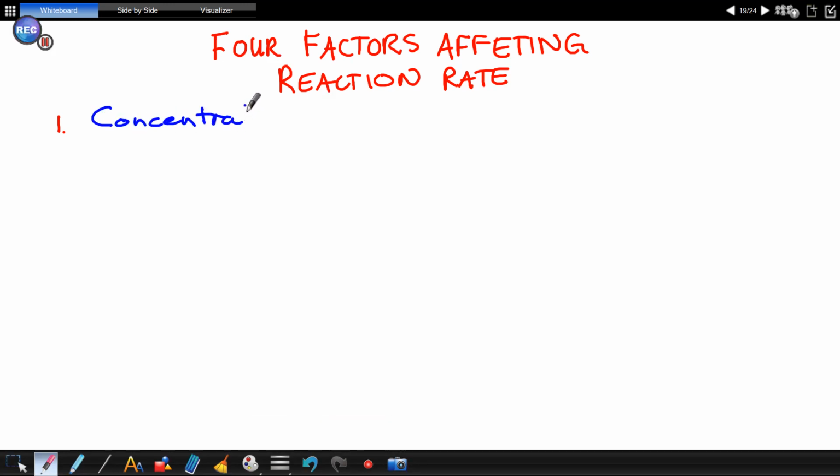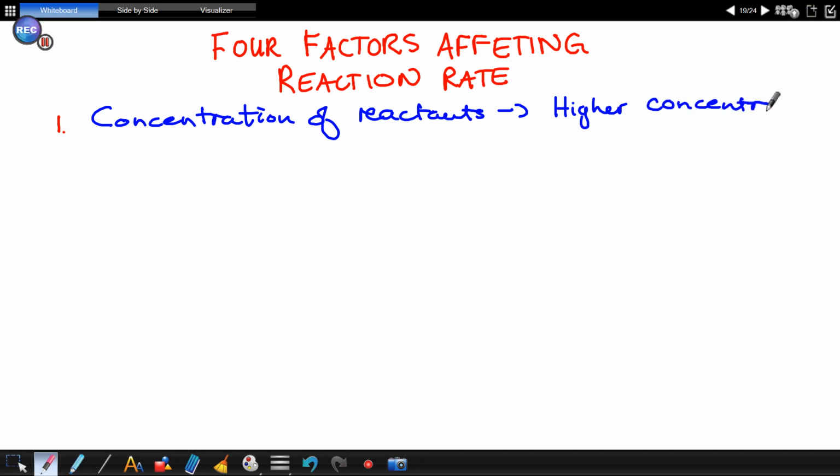Concentration of reactants. So the higher the concentration, the faster the reaction. Okay.